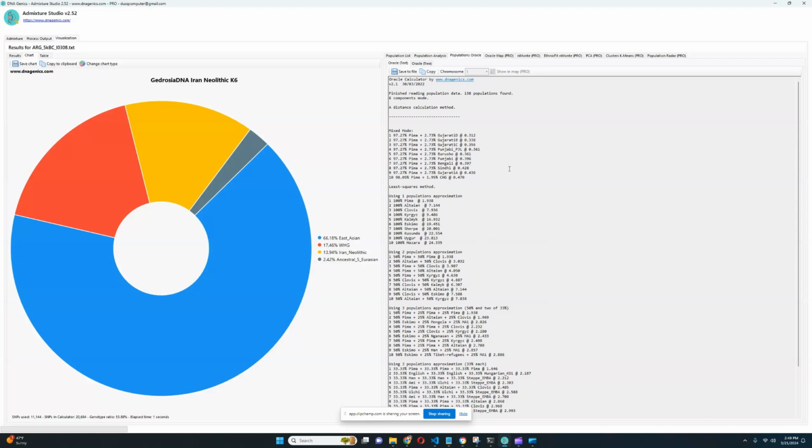What he scores with Gedrosia's Iran Neolithic K6 is this. So as you can see, he is scoring a mixture of East Asian and various European or West Eurasian components. For example, here he's scoring 17.5% Western hunter-gatherer and 13.9% Iranian Neolithic and 2.4% ancestral South Eurasian. He's scoring these components instead of ancient North Eurasian because there is no ancient North Eurasian population reference group here with Gedrosia DNA. And he's closest to Pima.